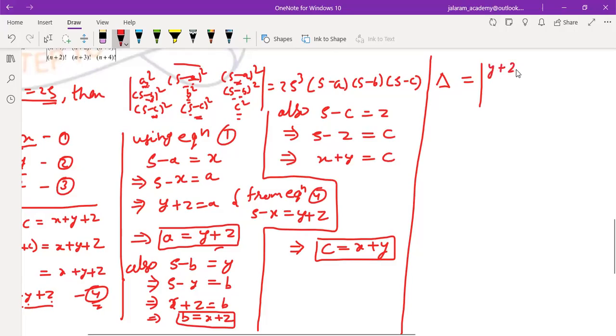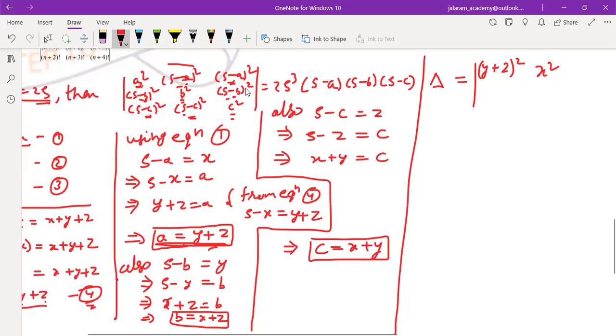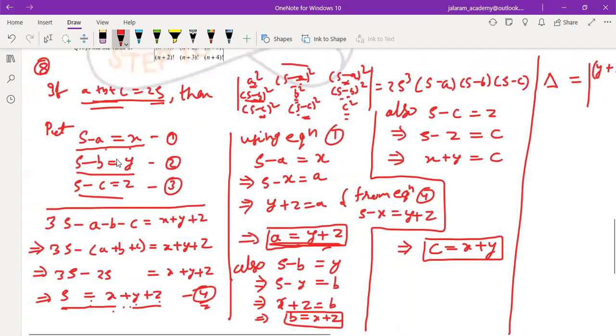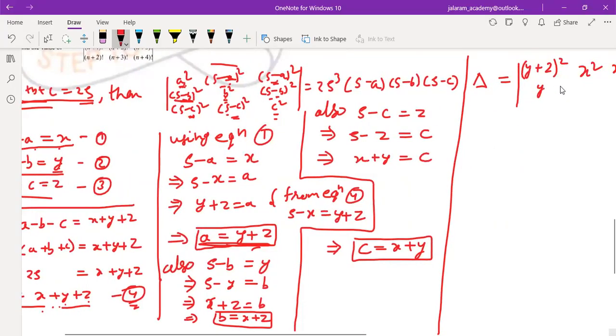y plus z whole square. Value of a, we have calculated y plus z. In place of s minus a, we have assumed it to be x, so x square. Again, s minus a becomes x square. In the next row, s minus b whole square, but the value of s minus b we have assumed as y. So we write y square.